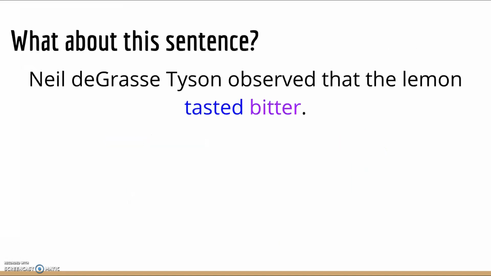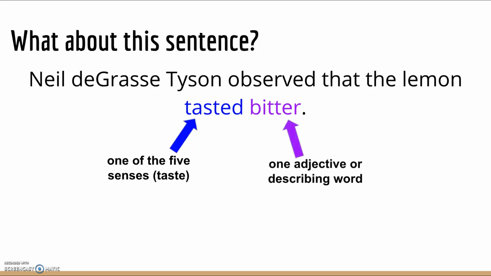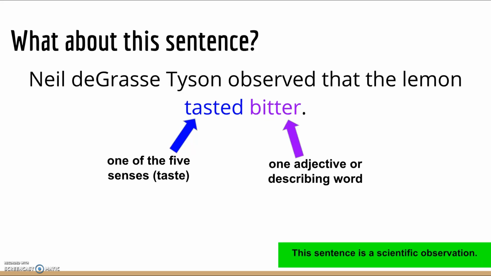What about this sentence? Neil deGrasse Tyson observed that the lemon tasted bitter. Is this a scientific observation? We have one of the 5 senses here, taste, and we have one adjective or describing word. So yes, it is a scientific observation because we have one of the 5 senses, tasted. Then we have one describing word, bitter, and this bitter is describing the lemon.